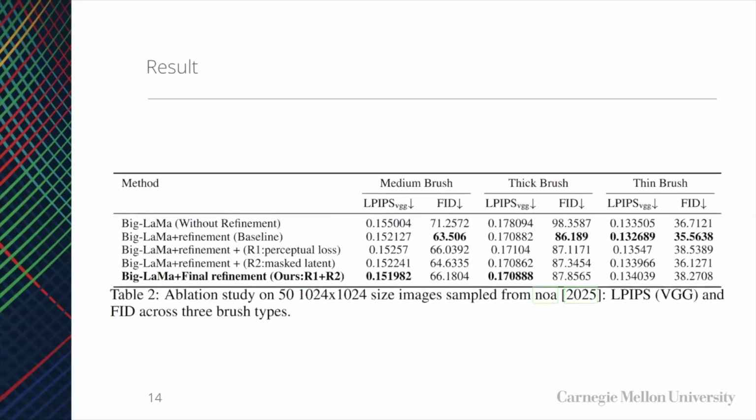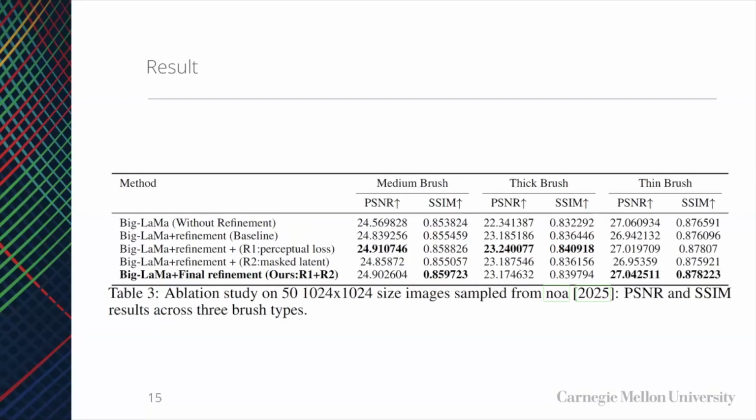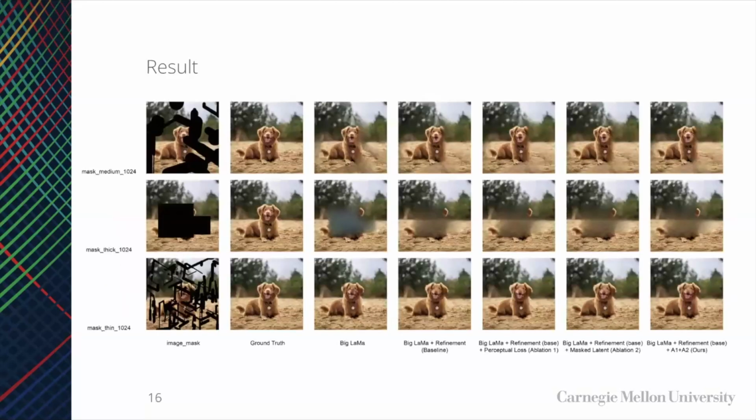So here are the results. In this chart, we see the performances with respect to LPIPS and FID. Our proposed refinement model performs better than baseline refinements in LPIPS on medium brush and thick brush masks. We also use PSNR and SSIM to evaluate the performance of our model. Our model with only perceptual loss performed the best on both metrics in thick brush and PSNR in medium brush. Our model with both R1 and R2 performed the best on both metrics in thin brush and SSIM in medium brush. Here's a visual of our results.